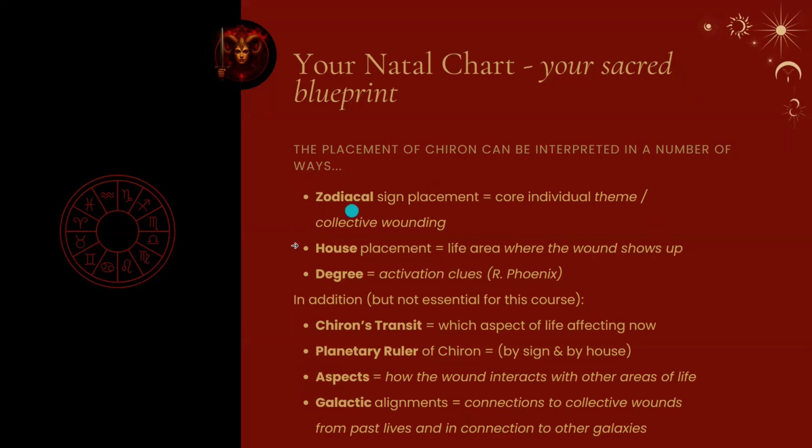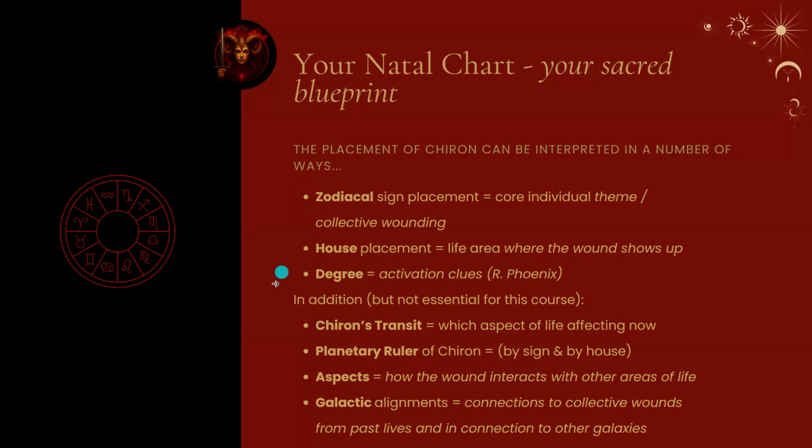The other way that we can interpret it is also through the house placement. This typically will show us the life area where the wound may show up. We can also look at the degree of your Chiron, and this can also give us clues around activation, which we will be talking about in our first session together.